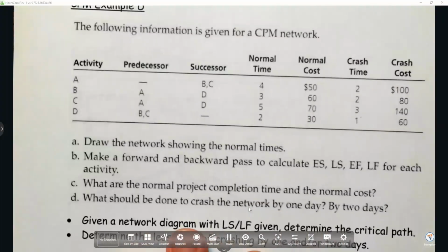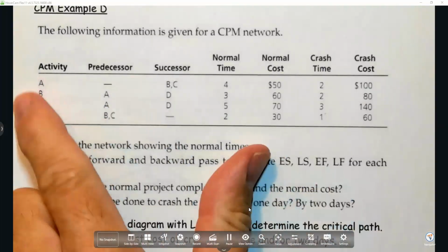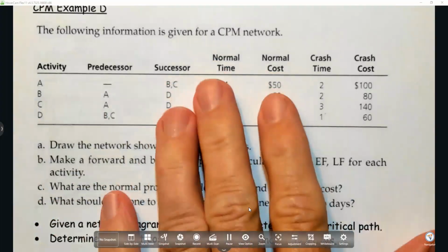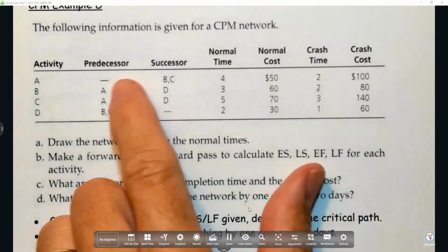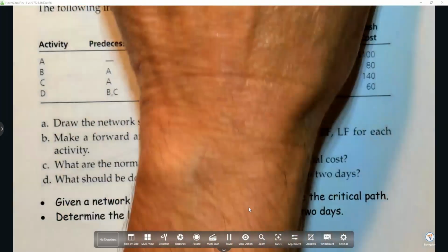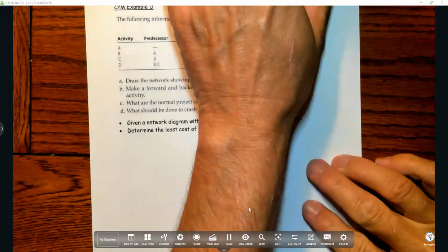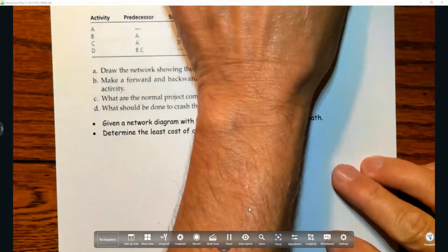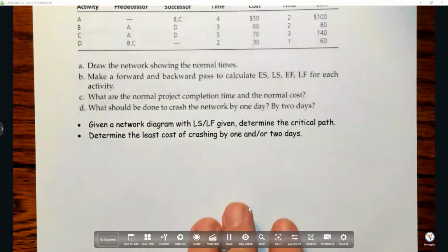All right, I am going to show you this. It has just 4 activities, and the first thing to do is it says draw the network diagram showing the normal times. These are the normal times. I'm going to zoom out just a bit so you can kind of see it. It's a trade-off, and I'm trying to make it as big as I can while still being able to draw the picture.